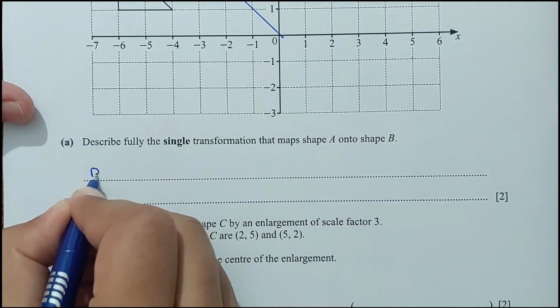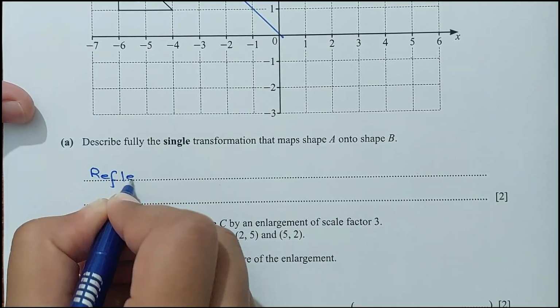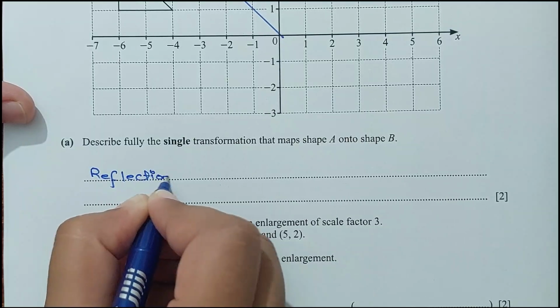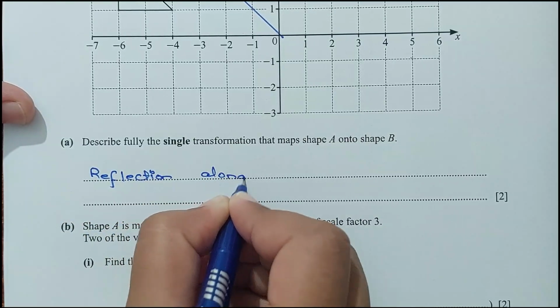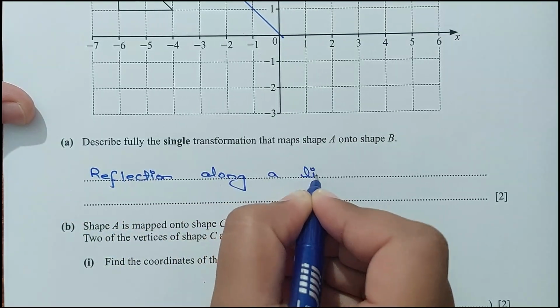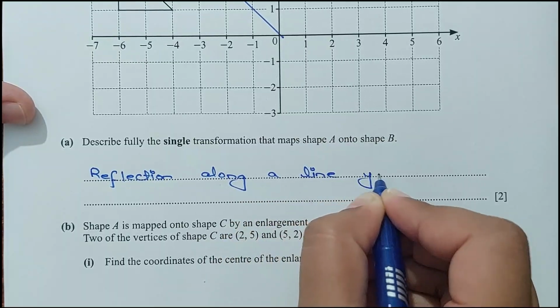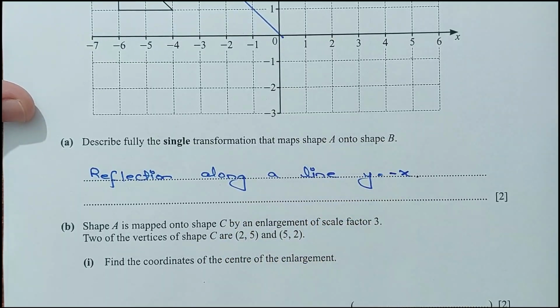So it is a reflection along the line y equals negative x.